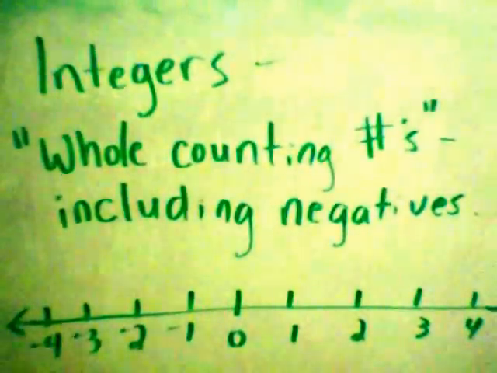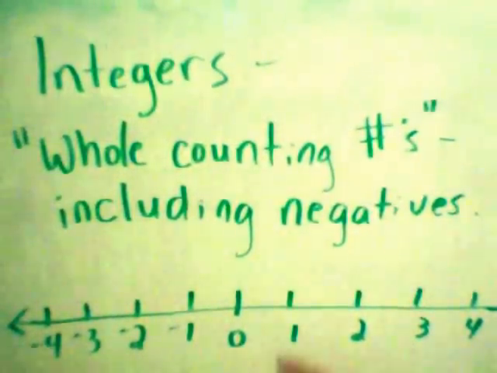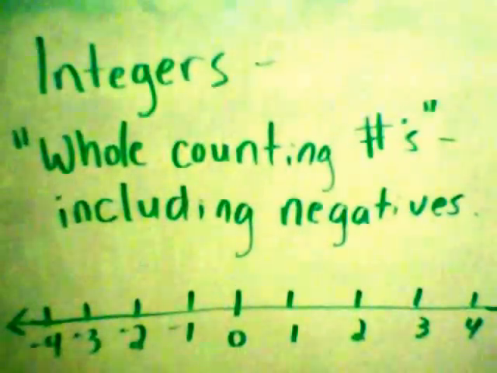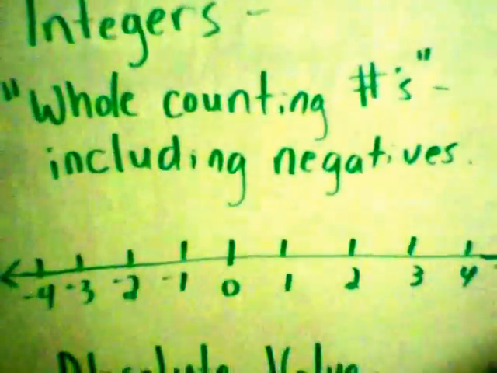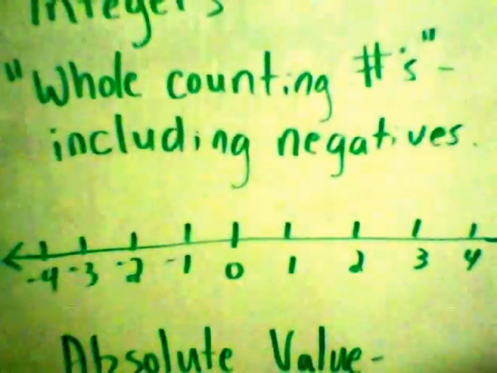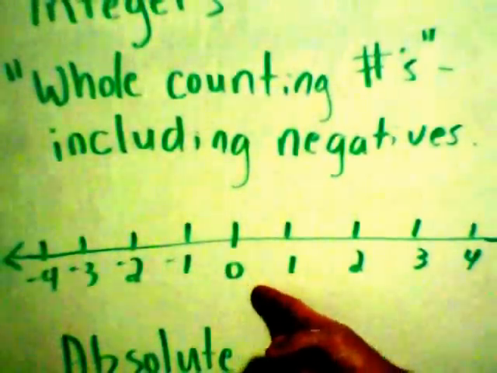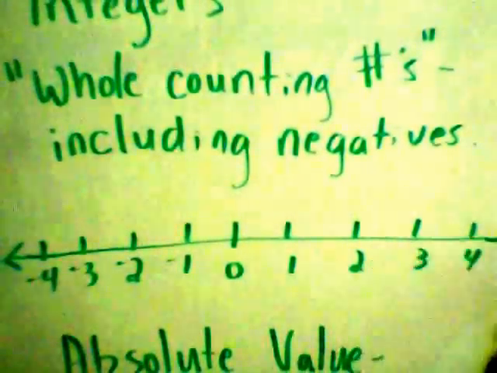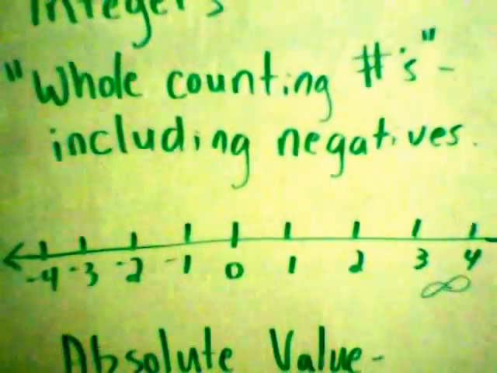Okay guys, today we're going to be talking about two topics. The first one is called integers. And integers are basically whole counting numbers that include negative numbers. So any number that would fall on the standard number line, that's a whole number, is an integer. And up to this point you've dealt with just the positives, 0, 1, 2, 3, 4, all the way as high as you can count, all the way to infinity.